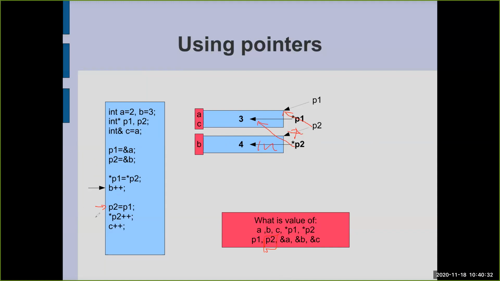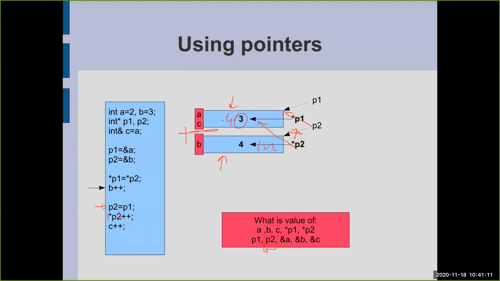Okay, asterisk P2 plus plus. Will it go back to B? No, it's the pointer, so it's the value. So the value the pointer points to goes up. Yeah. So here we have the reference, so it will affect this cell. So it will be 4, yeah. So everything which is related to this cell, so asterisk P2, asterisk P1, A, C will be 4, while B will be 4 too, but here they are not dependent. So now I have C++.